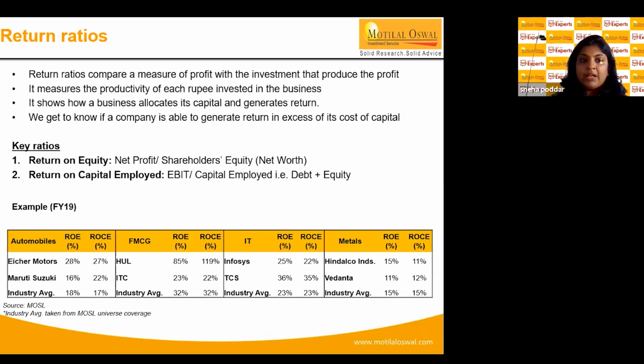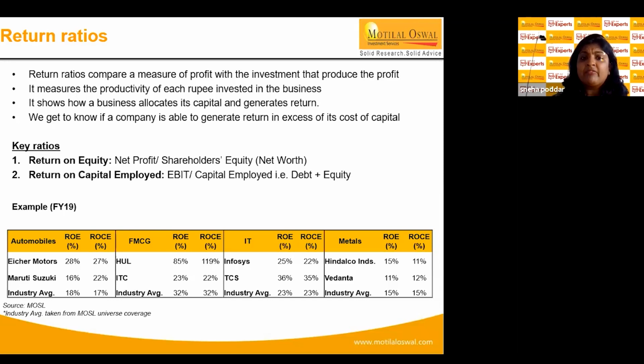Now let me come to the return ratios. Return ratios is nothing but it compares the profit with the capital that the company has. Whatever investment the company makes into the business, what is the kind of profit that investment is able to generate? This is calculated by the return ratios, and the two most important return ratios would be to look at return on equity and return on capital employed.